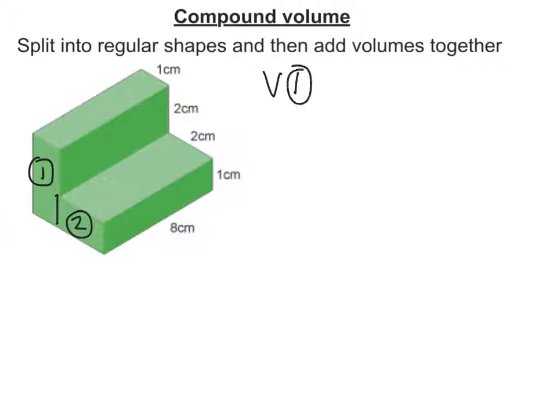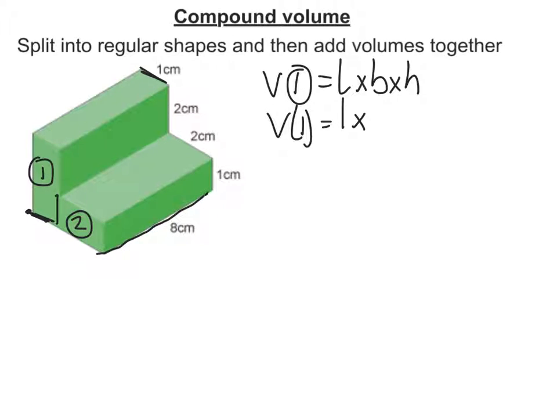So the volume of one, well, they're both going to be cuboids, so that's L times B times H. The length of it, well, this bit here is the same as this bit up here, so that's 1, times its breadth. Well, that's the distance from the front all the way to the back. That's the same distance here, same length, so that's going to be 8. And its height, well, that is this 2 centimeters from here, and then the 1 centimeter here, so that is going to be 3. So the volume of 1 is 24 centimeters cubed.